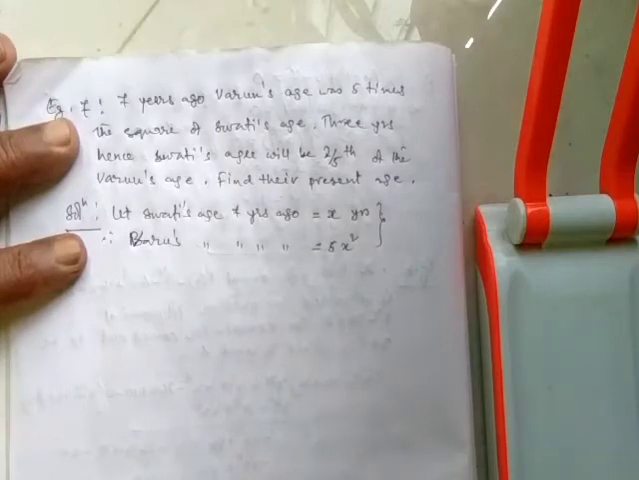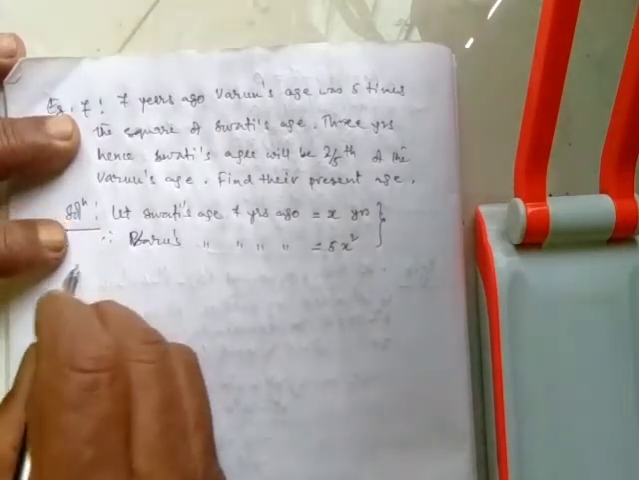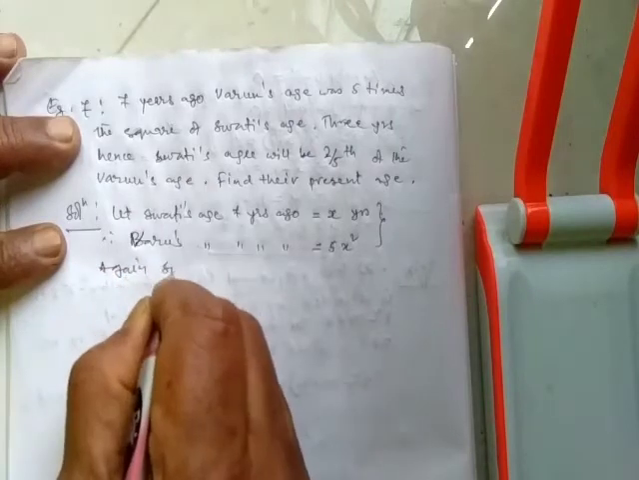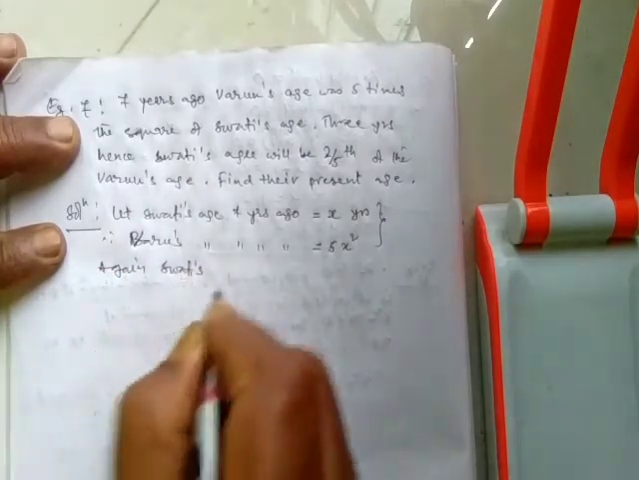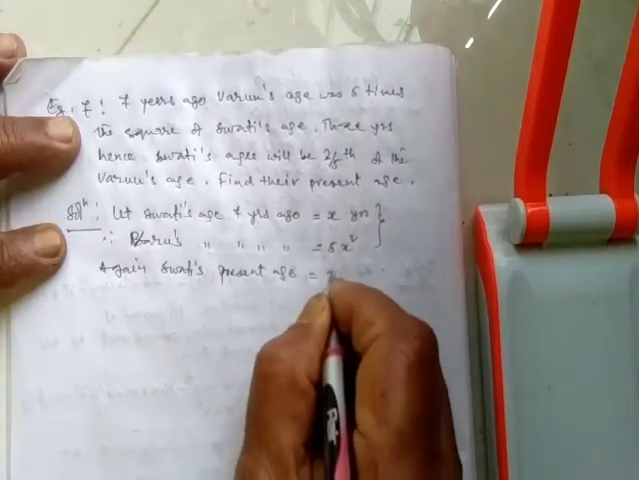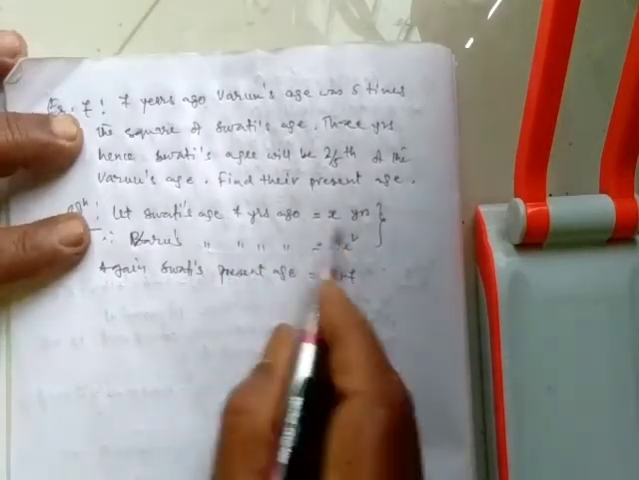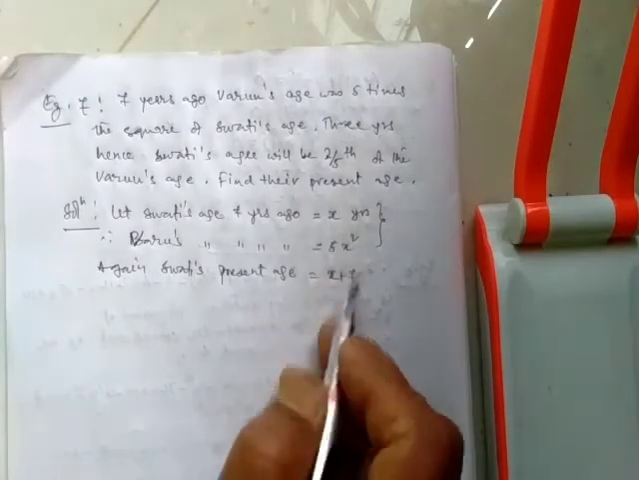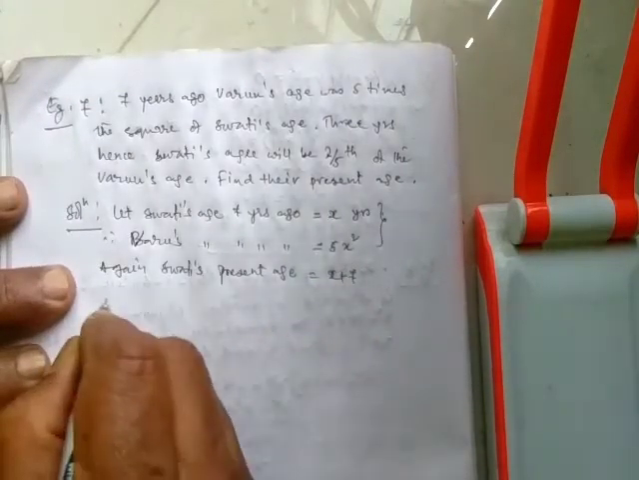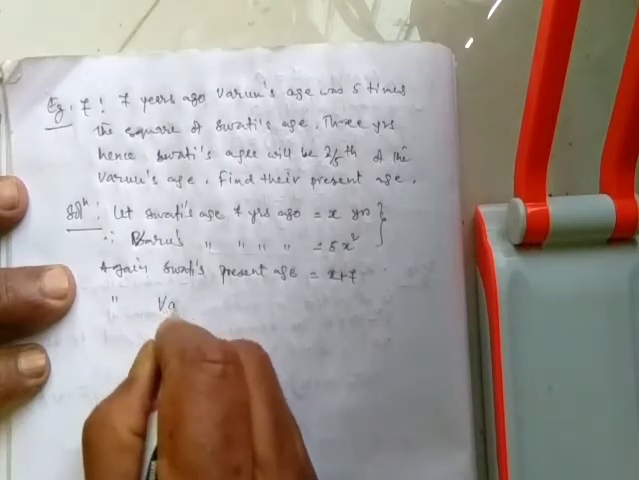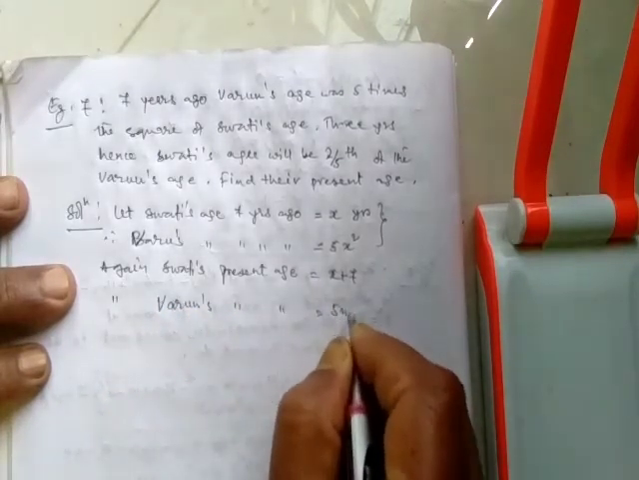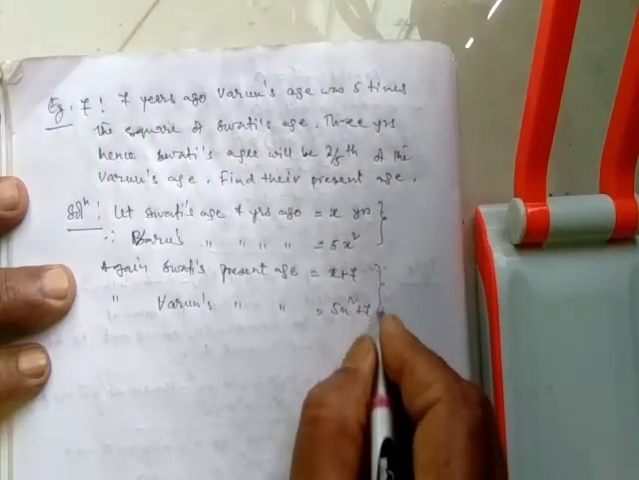Again, Swati's present age is equal to x plus 7. This was 7 years ago, so present is x plus 7 years, and that of Varun's present age is equal to 5x square plus 7. This is the present age of both.